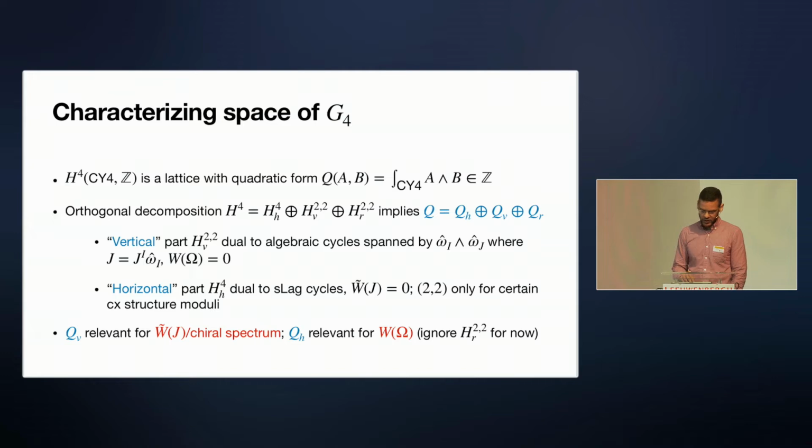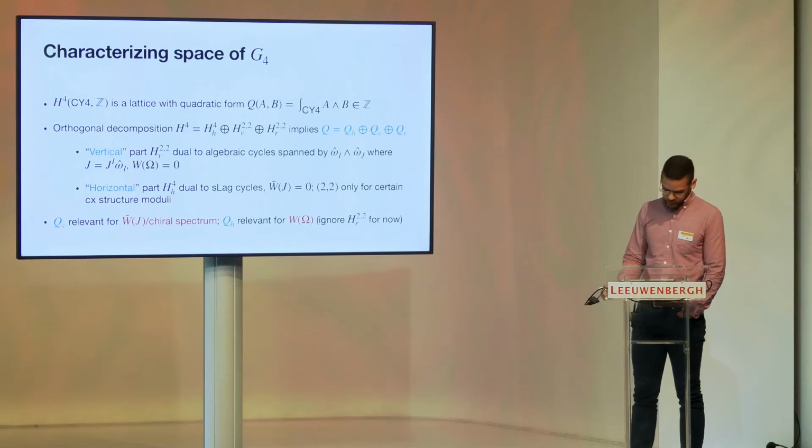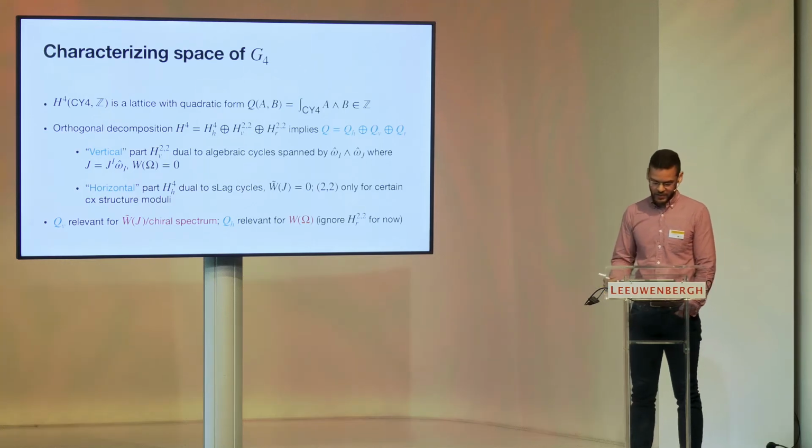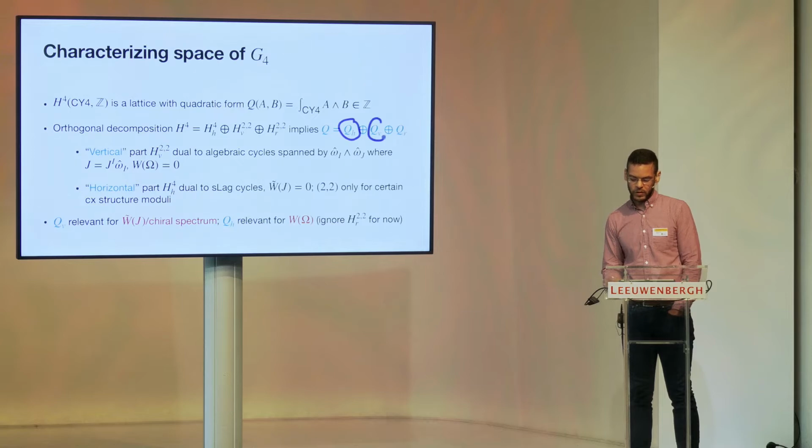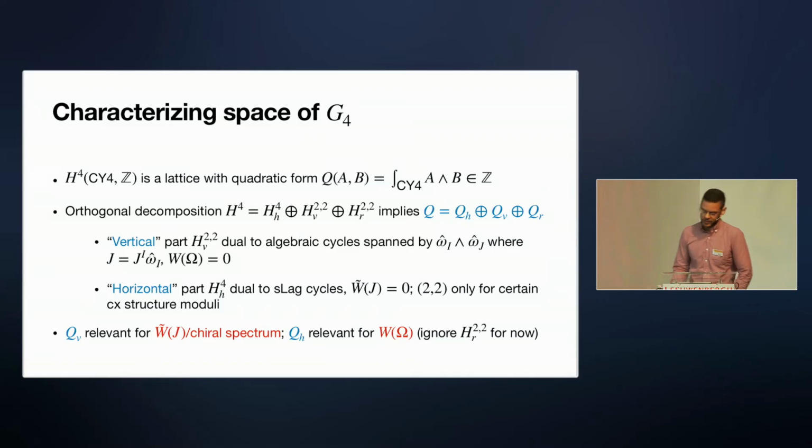And in addition, we can further refine our description of the space of fluxes by this orthogonal decomposition of the middle cohomology. So it splits into a so-called horizontal part, a vertical part, which is of (2,2) type, and the remainder part, which I'm not really going to talk about too much today. So for the purposes of my talk today, I'm just going to ignore this, but I will make some further comments on it later on. So in view of the fact that this lattice is equipped with a quadratic form, there's also a decomposition of the lattice pairing Q into a horizontal part, a vertical part, and then a remainder part, which I won't have too much to say about today.